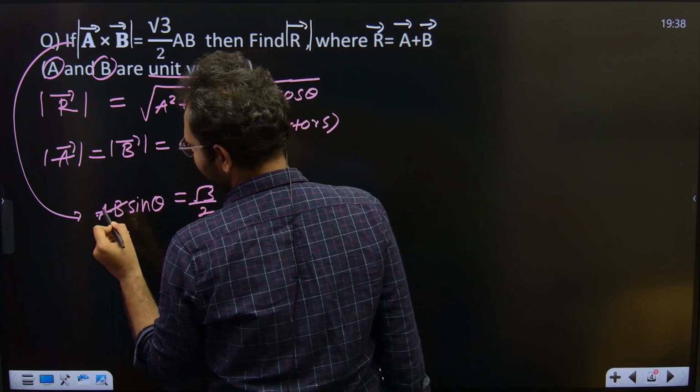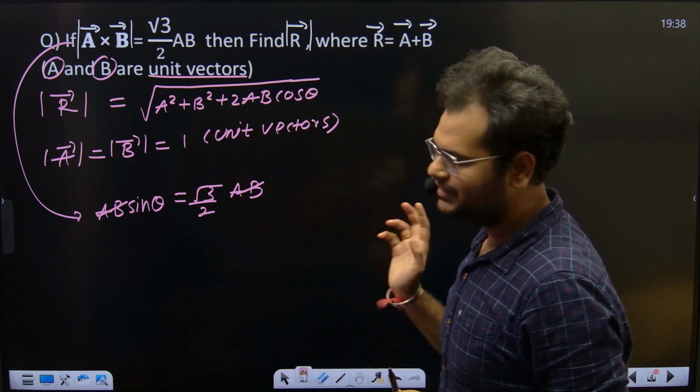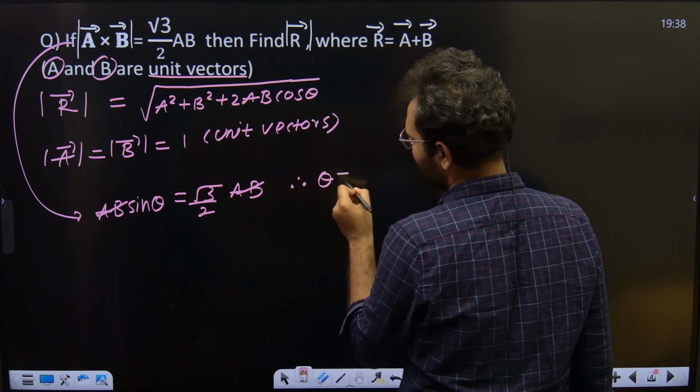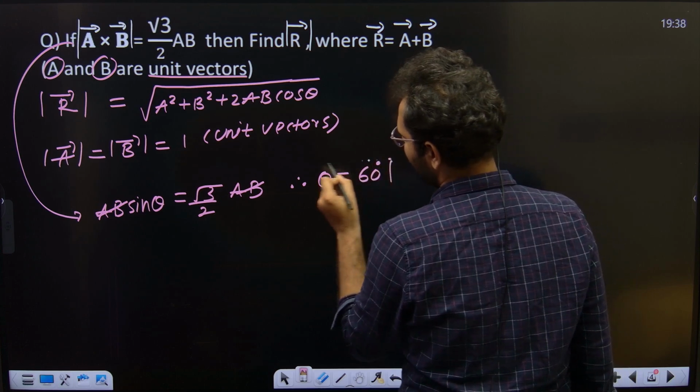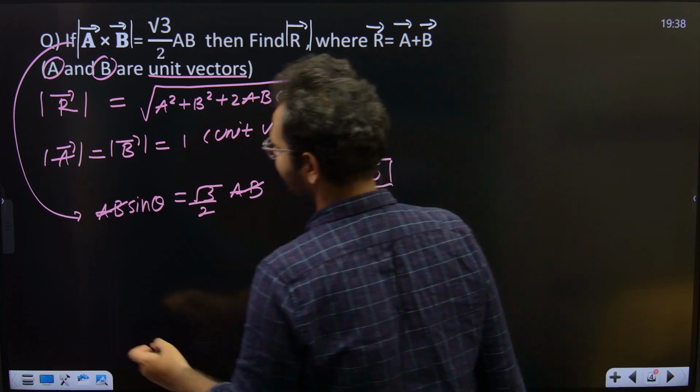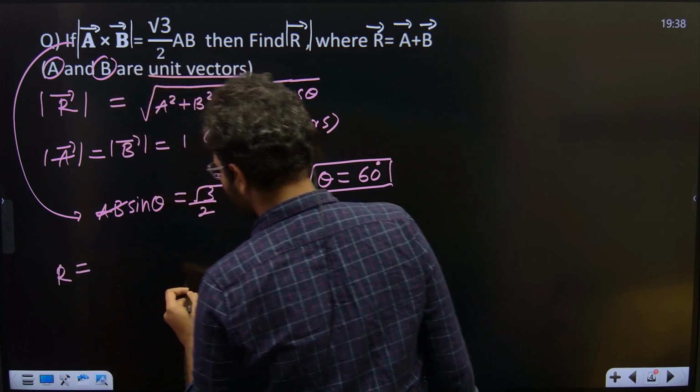AB cancelled. What remains is sin theta. Sin theta is equal to √3/2. That means theta is equal to how much? 60 degree. Very good. Excellent. So if theta is 60 degree, can we find directly r? Yes, sir. You can find it how?